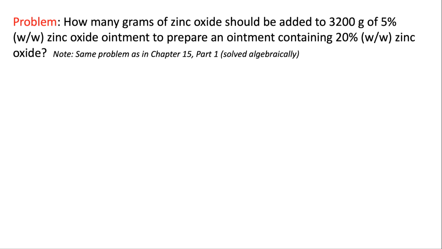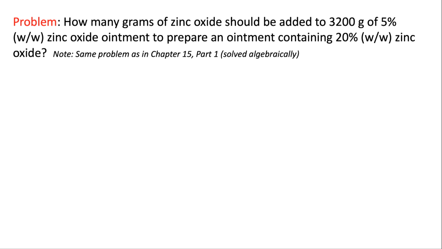Okay? So with that in mind, the variation on this, from what we've done in the previous examples in this lecture, is the question says, how many grams of zinc oxide powder, essentially pure zinc oxide, so not a cream or an ointment or something that's a certain percentage, it's pure zinc oxide, should be added to a pre-existing 3,200 grams of ointment that has a concentration of 5%. So the 3,200 grams of the 5%, we want to fortify it. We want to increase its concentration so it has a total final concentration of 20% weight per weight, by adding pure zinc oxide powder.